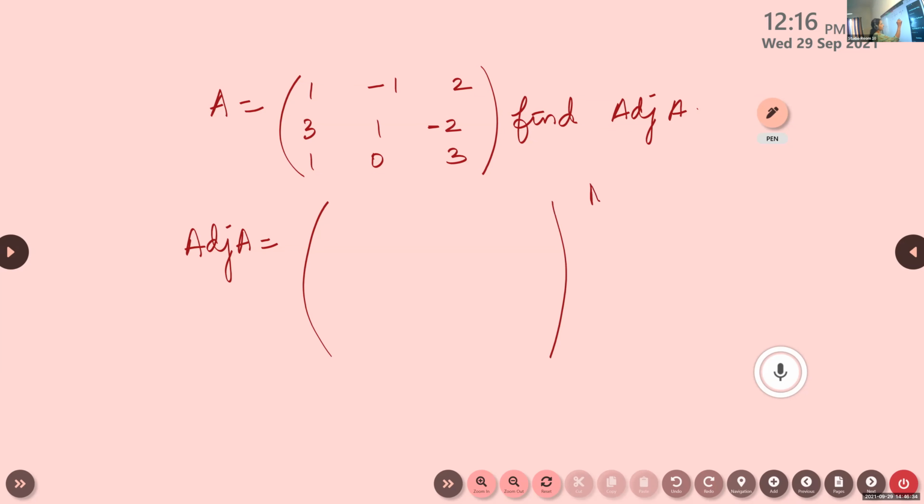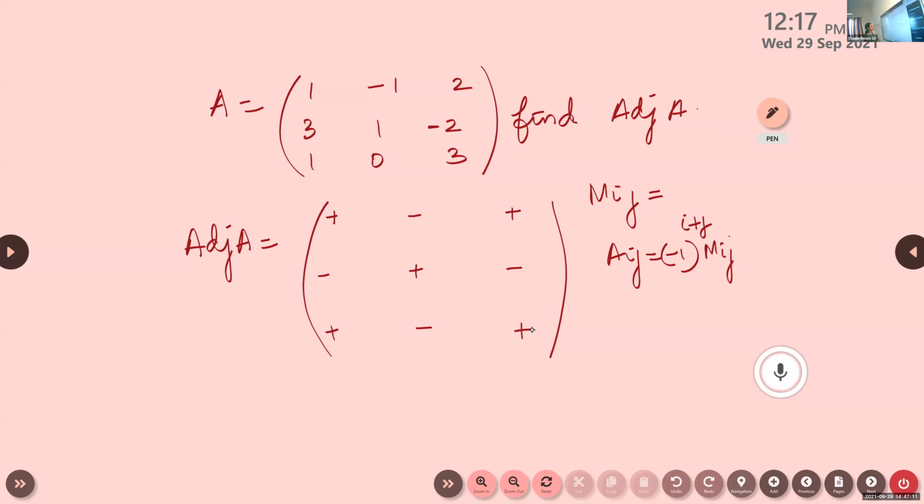Okay. Minor is given by Mij, isn't it? How will you get a minor of an element? You delete the row and column containing that element, isn't it? And the cofactor of an element is given by minus 1 raised to i plus j into Mij. So you have to find the cofactor of all the elements. Will you find the cofactor of the first element? So for the first element, it is plus, minus, plus. Are you able to recall the sign value we have learned?